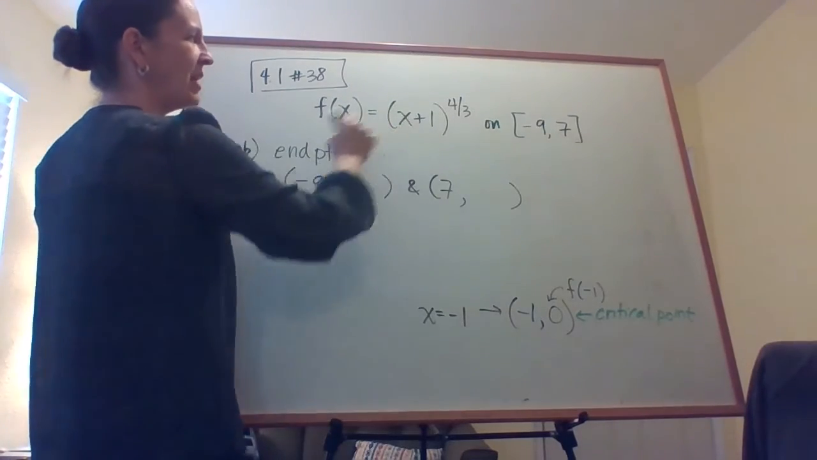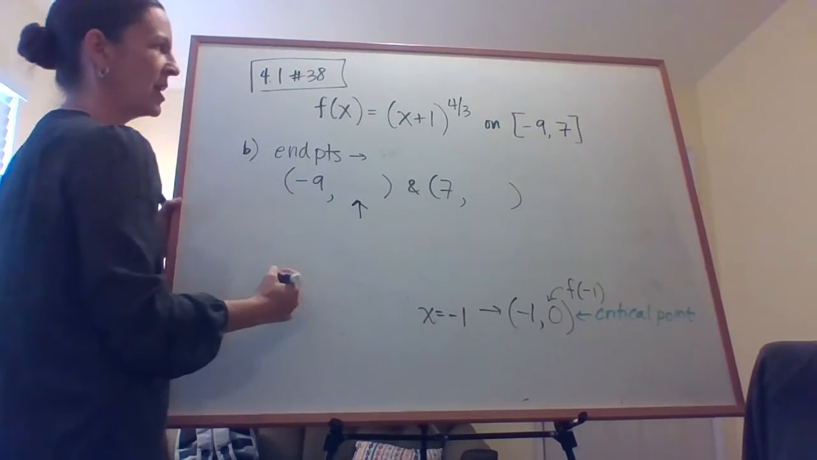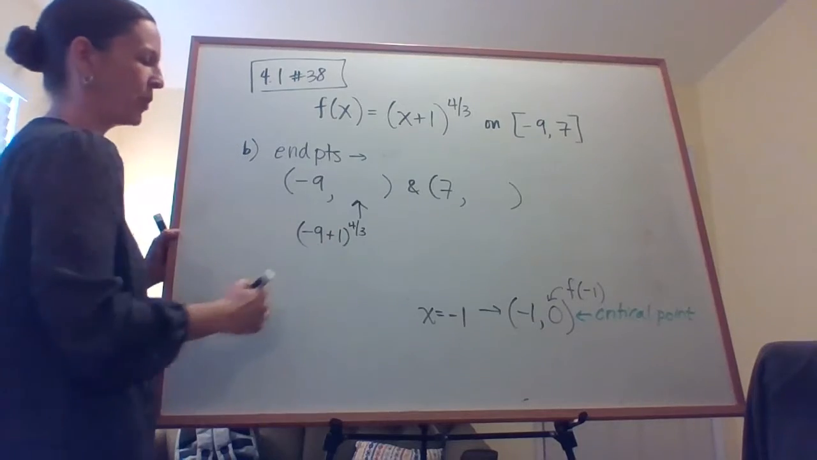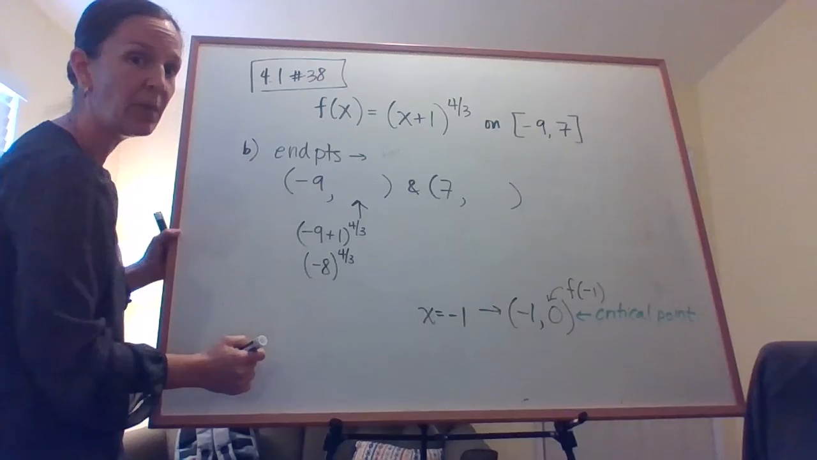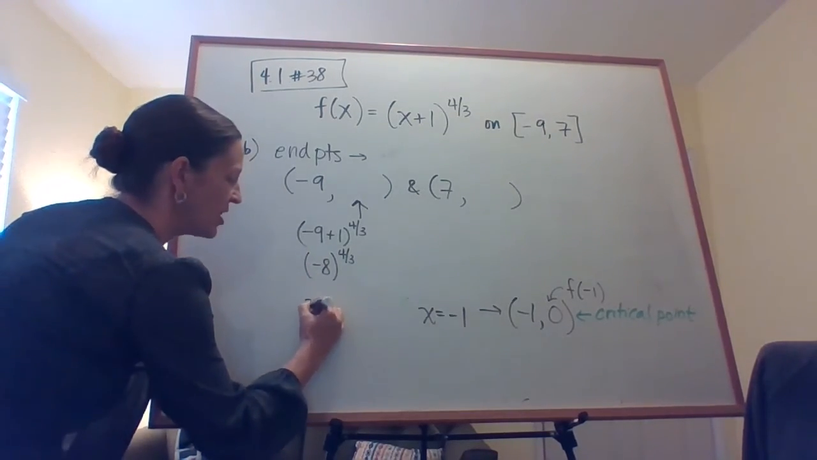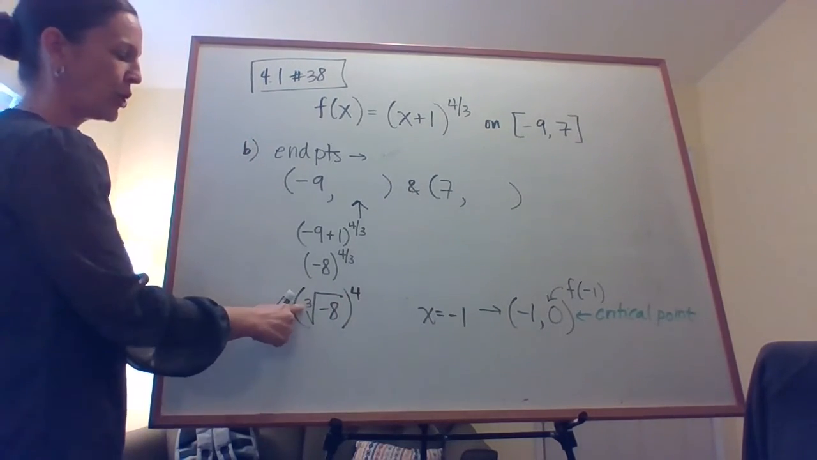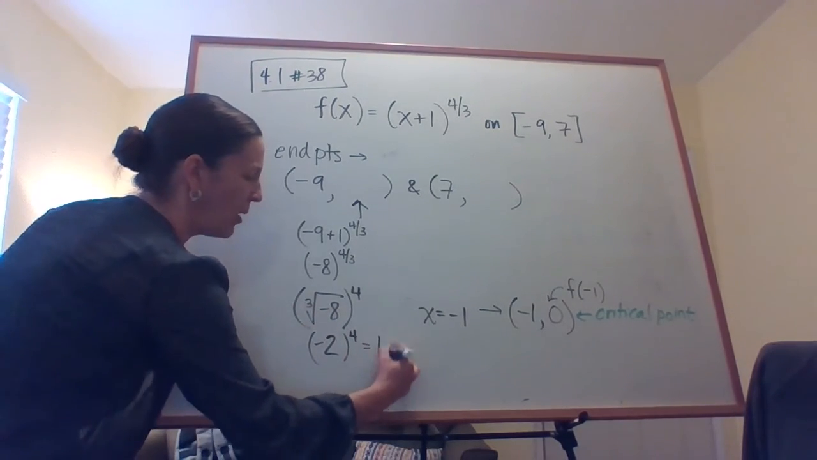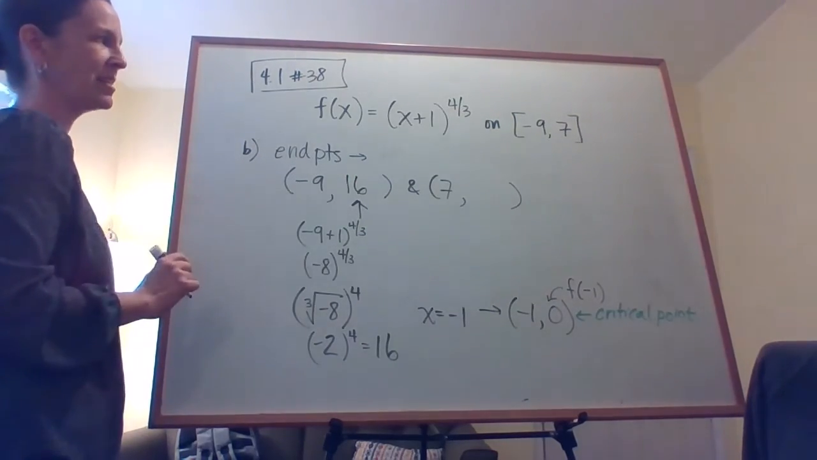So if I plug in -9, -9 plus 1 is going to give me -8. Now, let me do this out because these are fractional exponents. That's going to be -8 to the 4/3 power. It might help you to think about this in terms of radical notation. This is the cube root of -8, and then raise that to the 4th power. So the cube root of -8 is -2, and then -2 to the 4th power is 16. So this endpoint is (-9, 16).